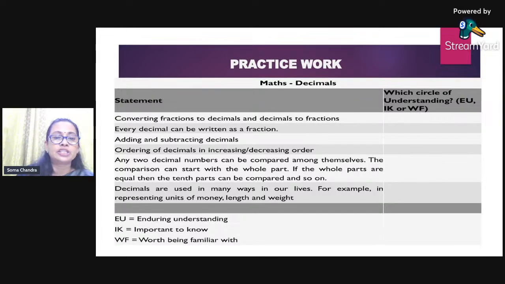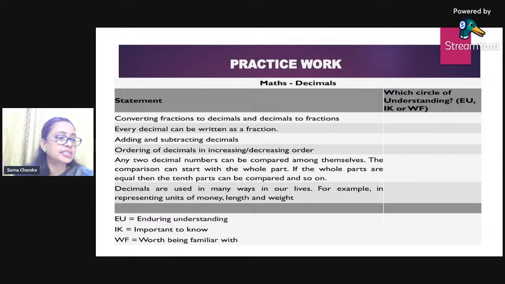Another example is of math, decimals. The statement for enduring understanding, important to know and worth being familiar with, is converting fractions into decimals and decimals to fractions. Every decimal can be written as a fraction. That's the enduring understanding that will go on and on throughout their lifetime.